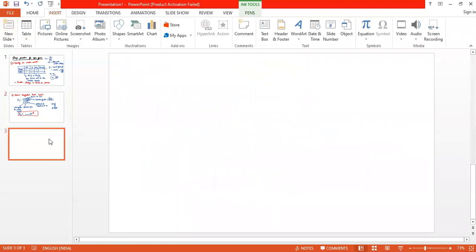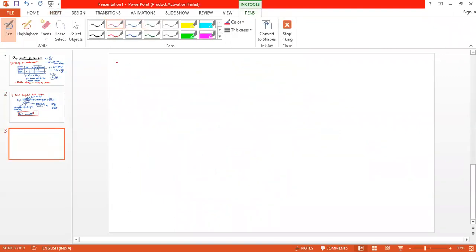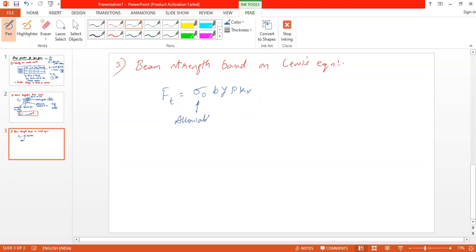So what is the next step? Beam strength based on the Lewis equation. What is the equation? That is Ft is equal to sigma O b y pi m by Kv. Sigma O is the allowable static stress.